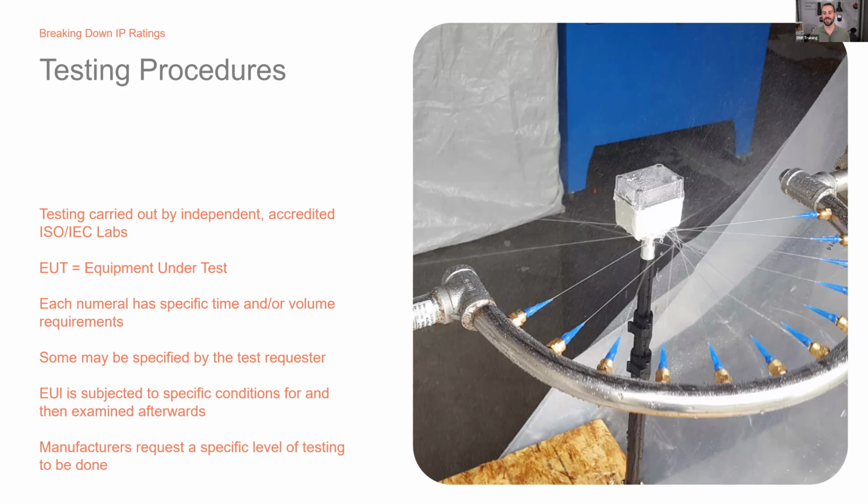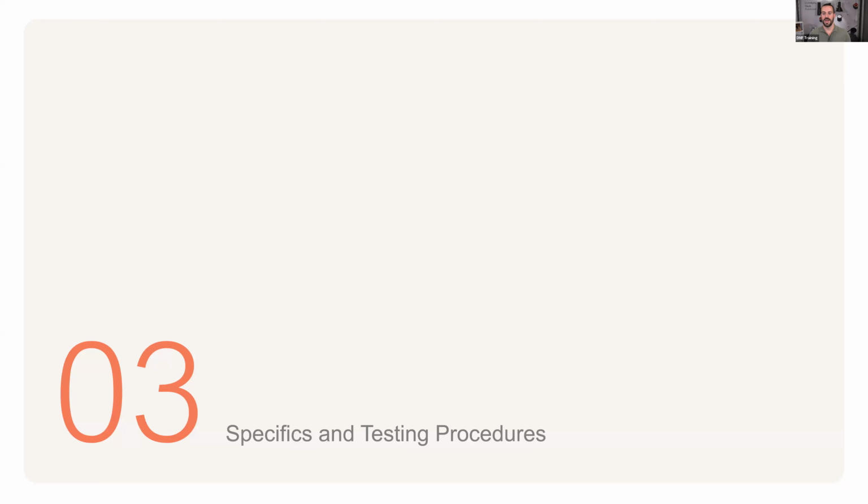So that equipment under test is really subjected to those conditions for a certain amount of time, and then examined afterwards. So it's taken apart and seen if there's been any intrusion of water or anything into that enclosure that would compromise the equipment. And then again, like I said, manufacturers have to request a specific level of testing, so they go in and select those 2 numerals that are tested against.